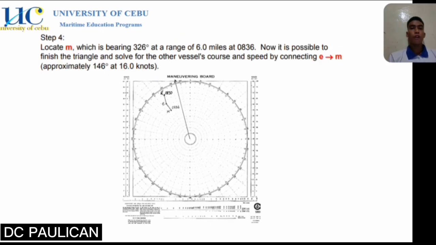Next, step 4. Locate M, which is bearing 326 degrees at a range of 6 miles at 0836. Now it is possible to finish the triangle and solve for the other vessel's course and speed by connecting E to M, which is approximately 146 degrees at 16 knots. We can see the result on the maneuvering board. The second observation at the 6-minute interval is marked as M, plotted with a bearing of 326 degrees at a range of 6 miles.